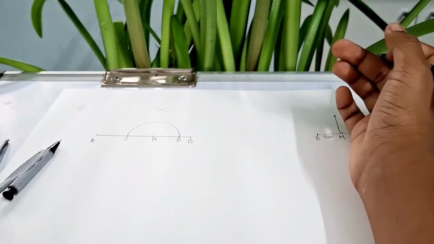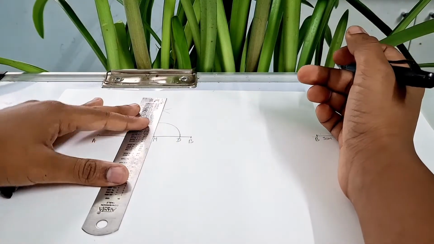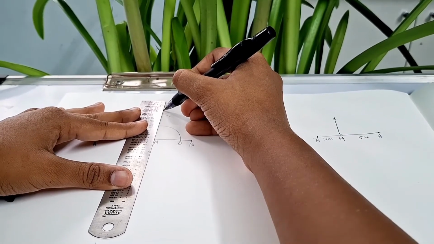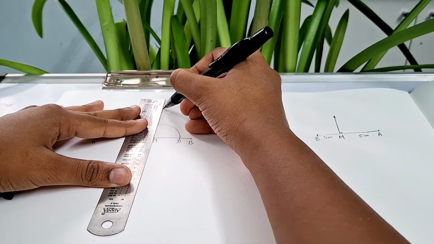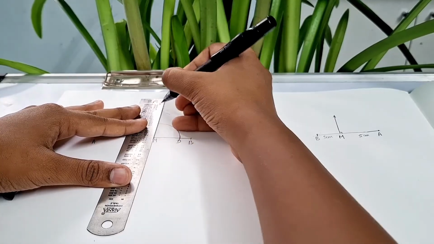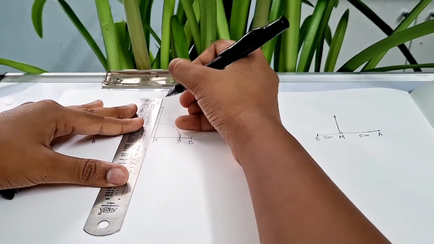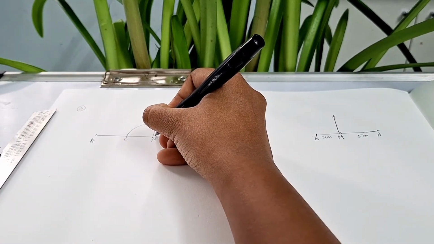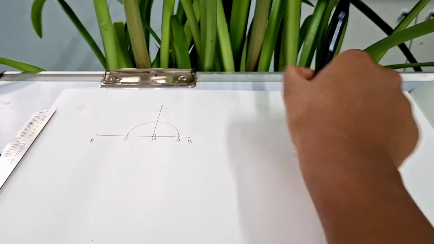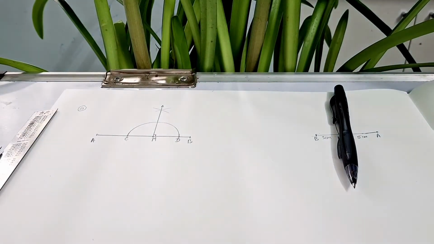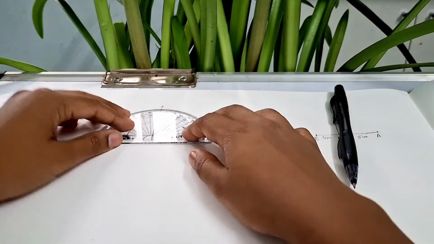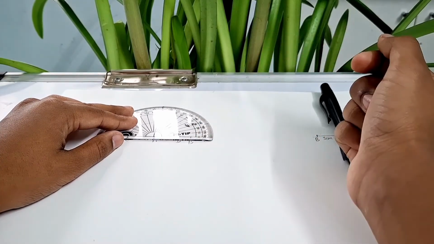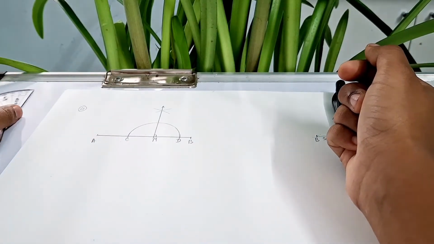Now we have to join the point of intersection of arcs with point M. This is the perpendicular from point M to the line AB. For confirmation, we can just measure. This is exactly 90 degrees. Here the construction is complete.